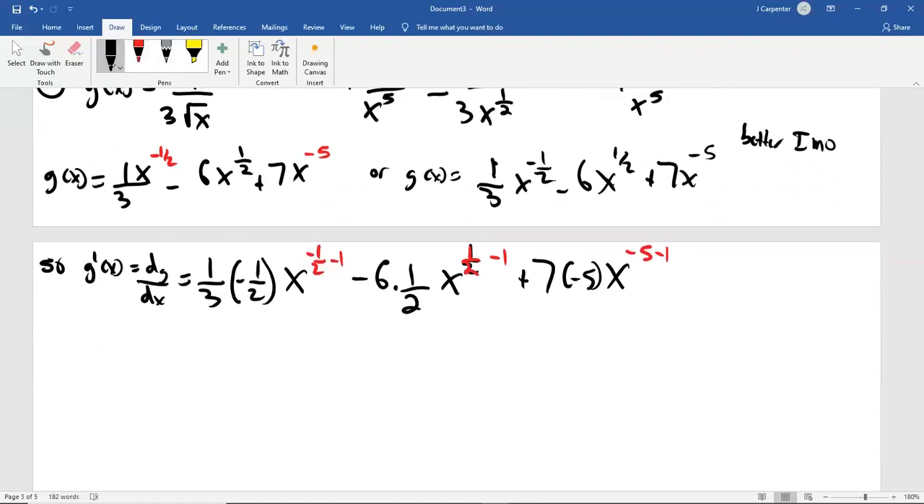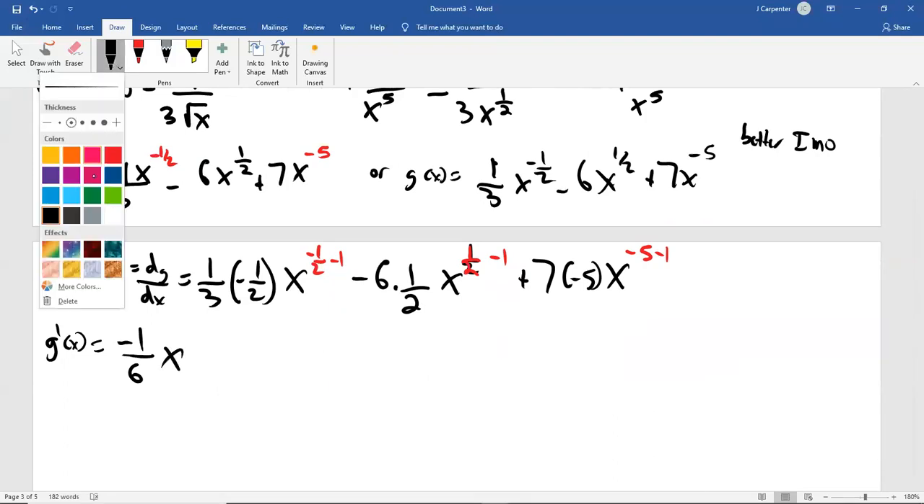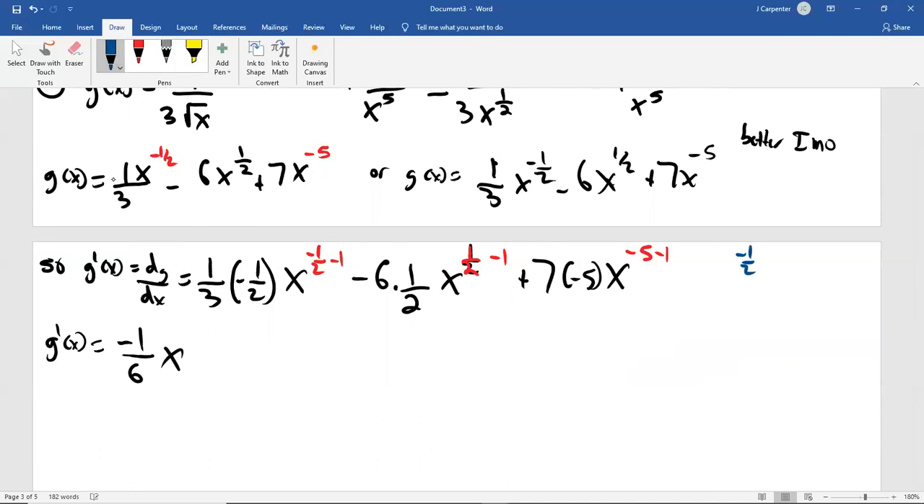So g prime of x is equal to 1/3 times a negative 1/2. Just go straight across. That's not an LCD situation. That's negative 1/6. Then we have x to the negative 1/2 minus 1. I'll do that to the side. Negative 1/2 minus 1 is the same thing as negative 1/2 minus 2/2, getting an LCD, which is negative 3/2. Not positive 1/2, negative 3/2.